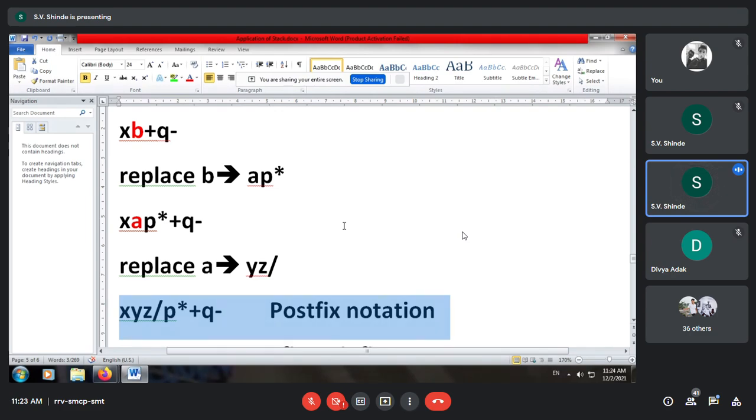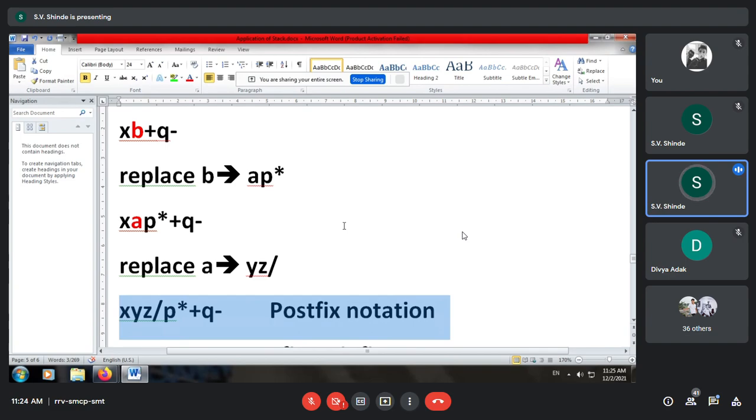Now, the advantage of it is that when we solve an infix expression, we have to first find the priorities, and based on the priority, that equation is solved. But when we convert into a postfix notation, the priorities are automatically solved.